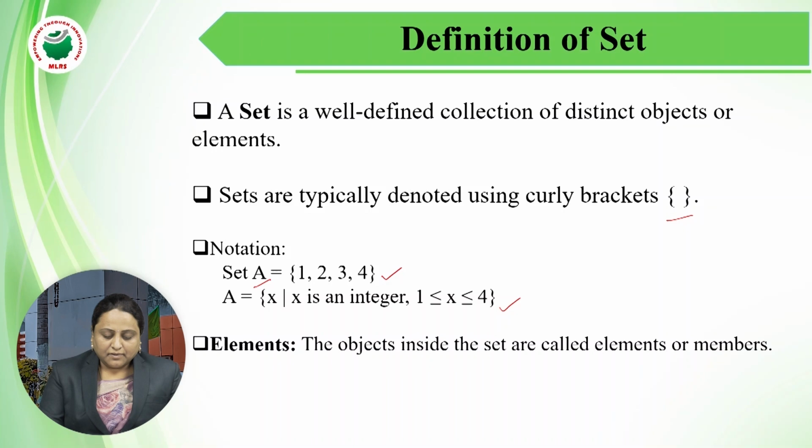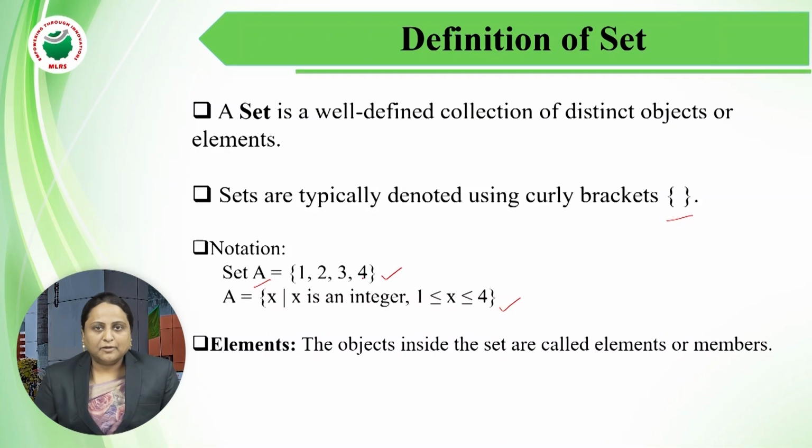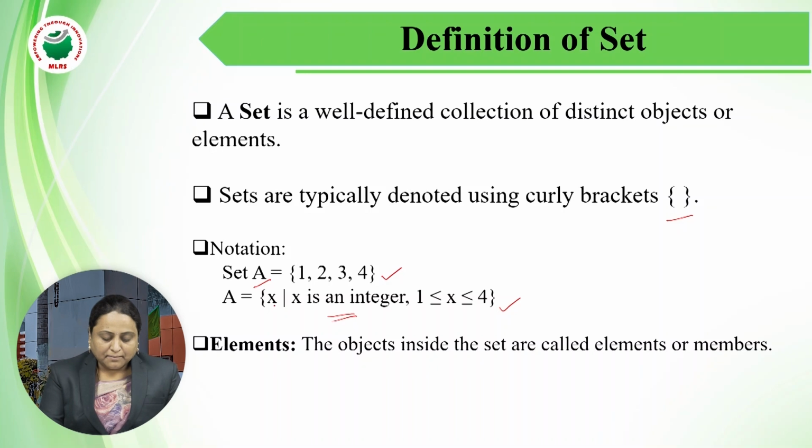In the example, set A equals {1, 2, 3, 4}, you can directly represent the elements of the set, or you can denote the property which the elements of the set hold. So in this example, {x such that x is an integer, where x is greater than or equal to 1 and less than or equal to 4} also represents the same set in the same format as above. That is how you can represent the elements of a set.